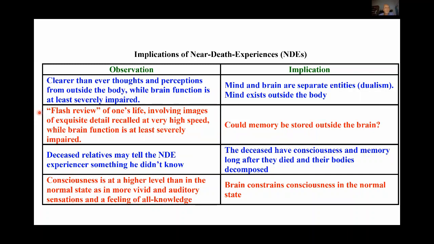Observation: flash review of one's life, involving images of exquisite detail recalled at very high speed, while brain function is at least severely impaired. The implication: could memory be stored outside the brain? Observation: deceased relatives may tell the NDE experiencer something he didn't know. Implication: the deceased have consciousness and memory long after they died and their bodies decomposed.